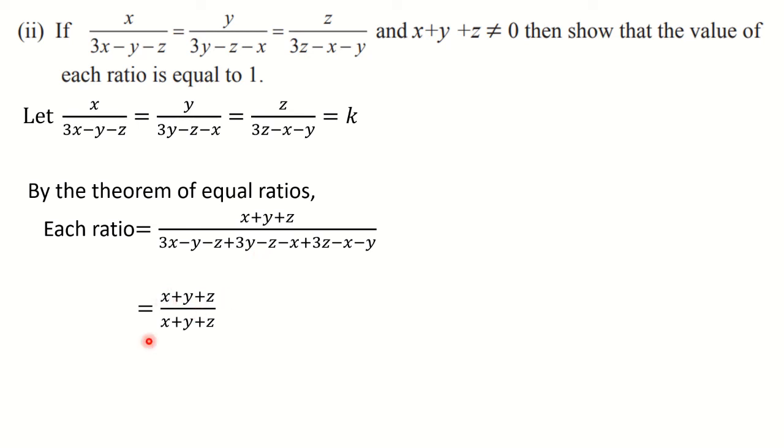So x plus y plus z upon x plus y plus z we can cancel from both the sides and the answer is 1. And why can we cancel here? Because of the condition given, x plus y plus z is not equal to 0. Here the plus sign should be there. Take a note of this. Okay. So similarly, you can solve all the sums. So do practice it.